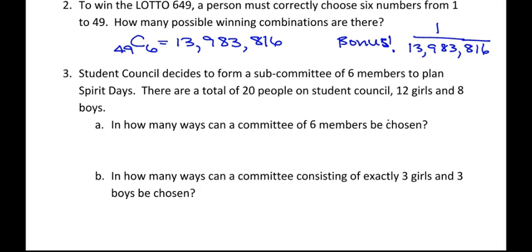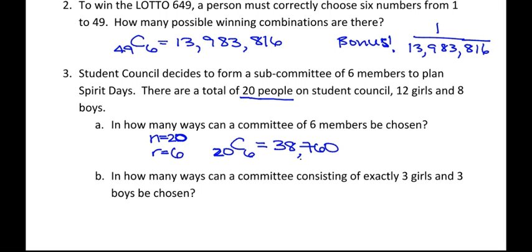If the sex of the members doesn't matter, so it doesn't say we need a specific number of girls or boys, then we are choosing our 6 members from the student council at large, which is 20 people altogether. So in this case, our N would be the 20 people, and we are choosing 6 members to be on the subcommittee. So that would give us 20 choose 6, and that gives us 38,760.